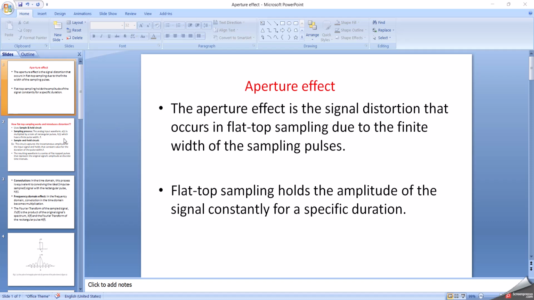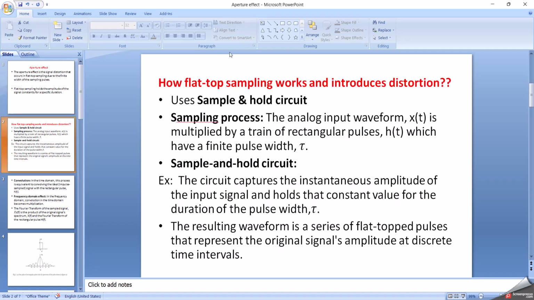Let's dive into what the aperture effect is. This is nothing but a signal distortion which occurs especially in flat top sampling due to the finite width of sampling pulses. Flat top sampling holds the amplitude of the signal constant for a specific amount of time. And coming to this one, how the distortion will be introduced in flat top.